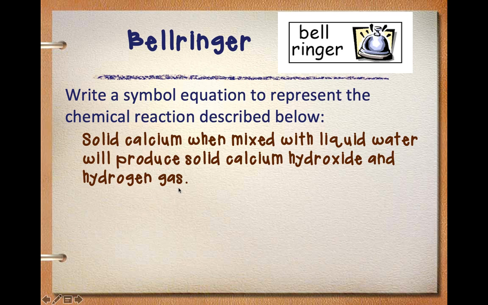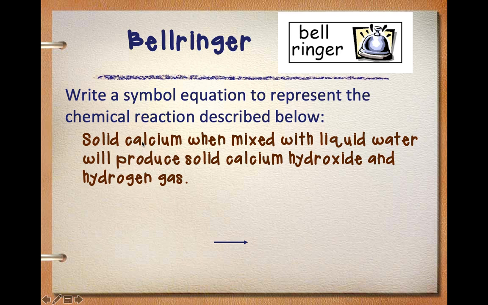Now, remember, one place to start is just by putting down an arrow. We know that we're going to start with something, there's going to be an arrow, and we're going to end with something. Then we take it in little pieces to figure out what goes on the left of the arrow, the reactants, and what goes on the right. It says "will produce", so I know the first word, solid calcium, is something I start with.